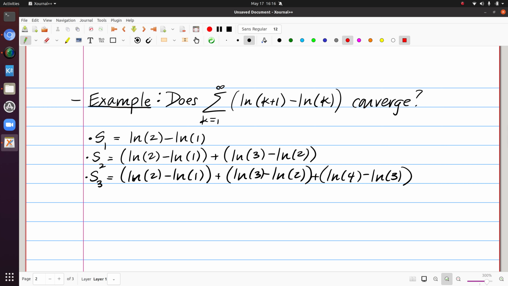And again, I can pause and observe some cancellations. The log 2's cancel from here on out. The log 3's will cancel.